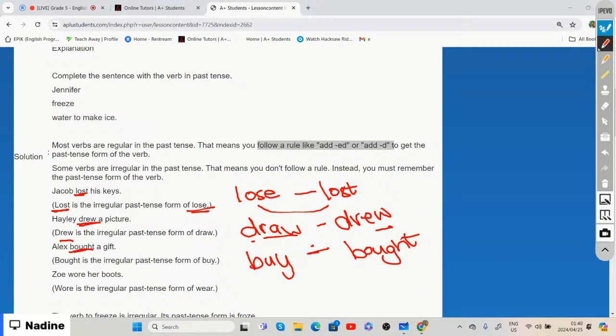And then we can say Zoe wore her boots, right? And in the past, it basically derives from wear. I wear my boots now. Yesterday, I wore the other boot, right? So do you see how the wording changes when it comes to the irregular past tense verb? Whereas the regular verb has a rule where it says ed or d.